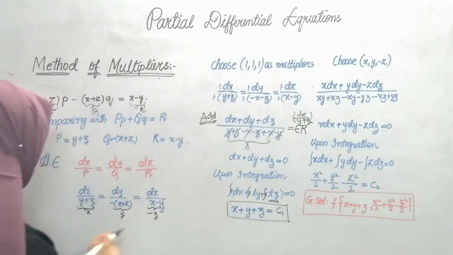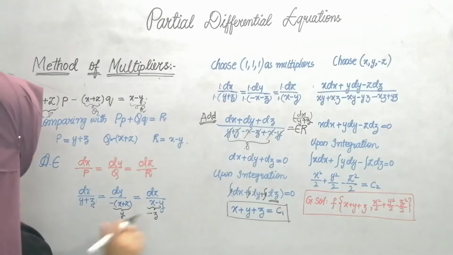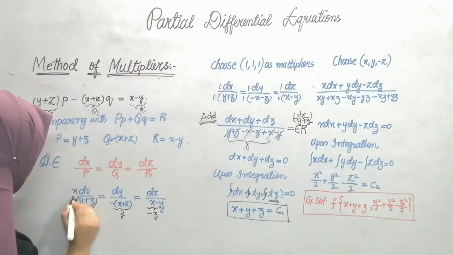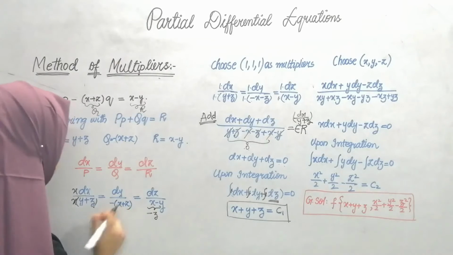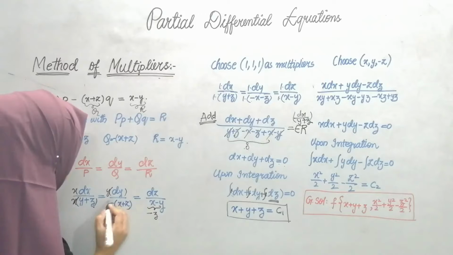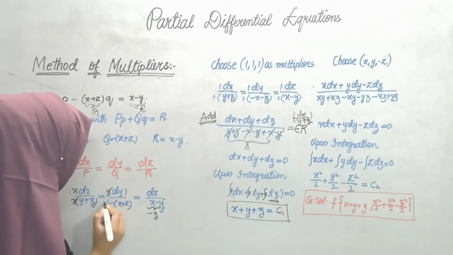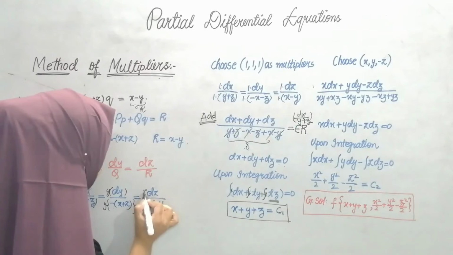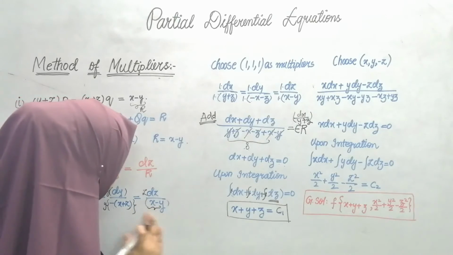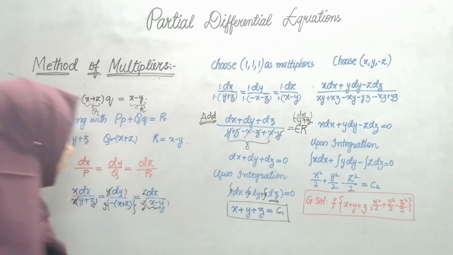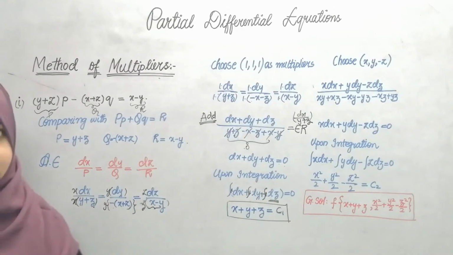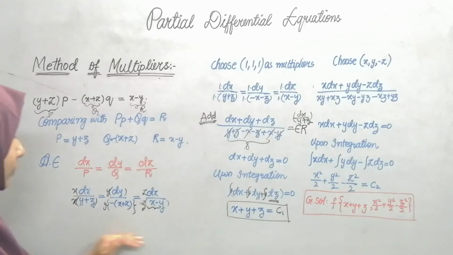I'll write it here itself only. x into dx by x into y plus z. Here y into dy by y into minus of x plus z. Here z into dz divided by minus z into x minus y. Clear? I'm going to multiply the first term with x, second term with y, and the third term with minus z. Done. Now I'm going to add all these three.